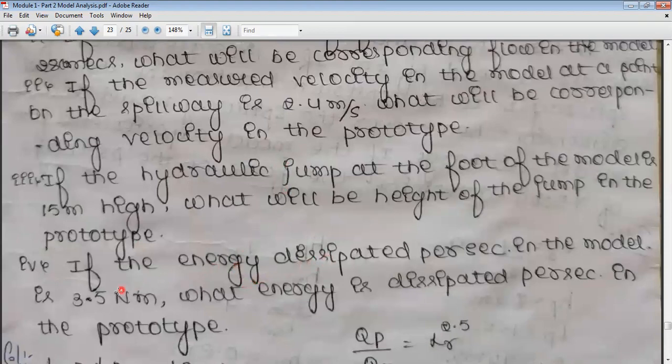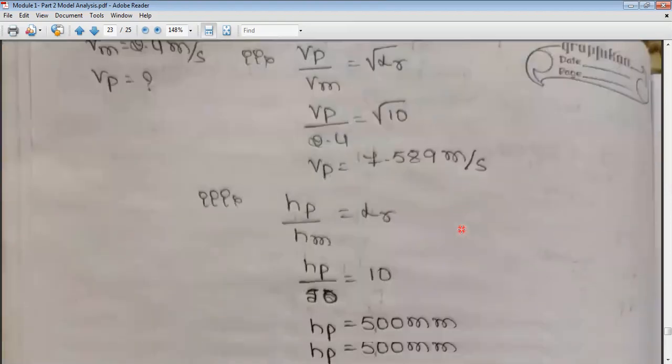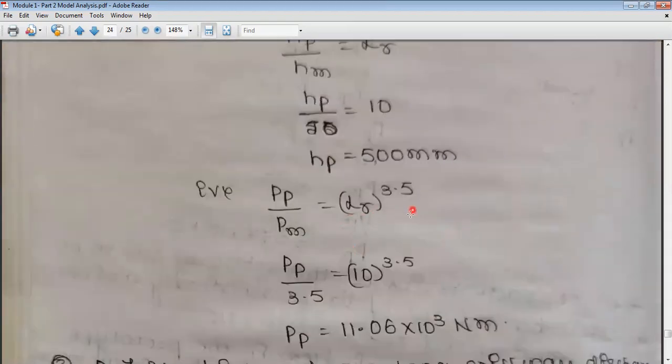Energy dissipated, here the unit is Newton meter. Here you should use the scale ratio for energy. That is, the scale ratio for energy is LR to the power of 3.5. He has given Newton meter. What energy is dissipated per second in the prototype, he has asked. He has given Newton meter, so be careful about this unit and solve this one.